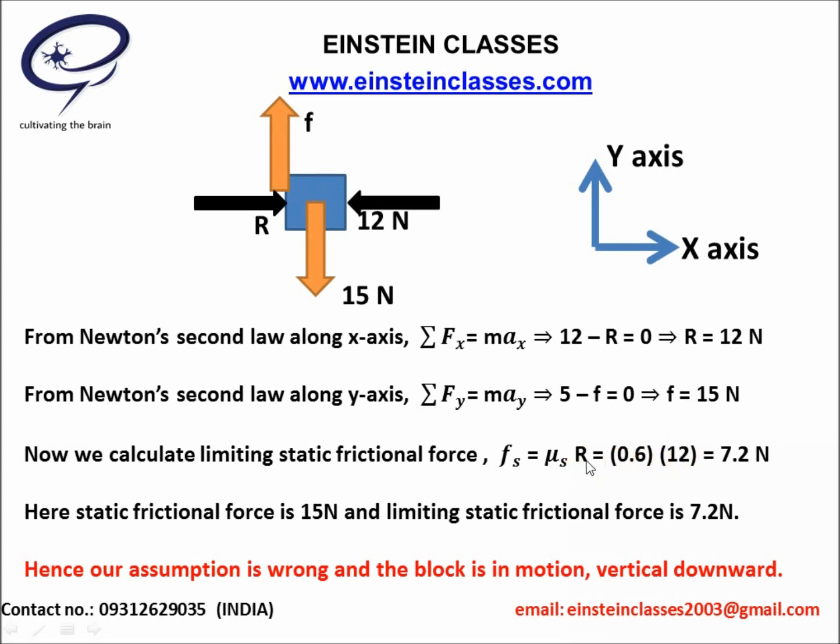How can you find the normal reaction of 12 Newton? You have to apply Newton's second law along the x-axis, right? The net force along the x-axis is 12 minus R. This 12 minus R will be equal to 0, because obviously the block does not have any acceleration along the x-axis, hence 12 minus R equals 0. That's why R comes out to be 12 Newton.